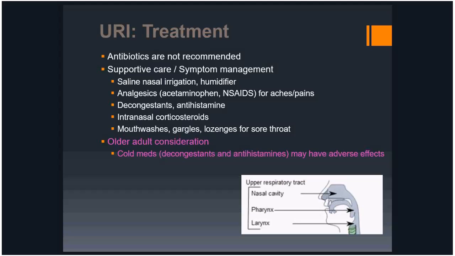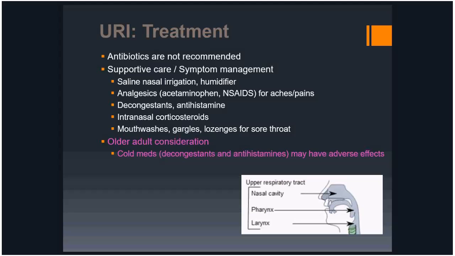So you have over-the-counter nasal saline irrigation, and also recommending the humidifier, over-the-counter analgesics that they can take for different aches and pains, decongestants, antihistamines. There are some times when you have the option to prescribe an antihistamine. It's not necessarily that it's going to work better because it's prescription, but again, this is a way to kind of mediate not prescribing an antibiotic.